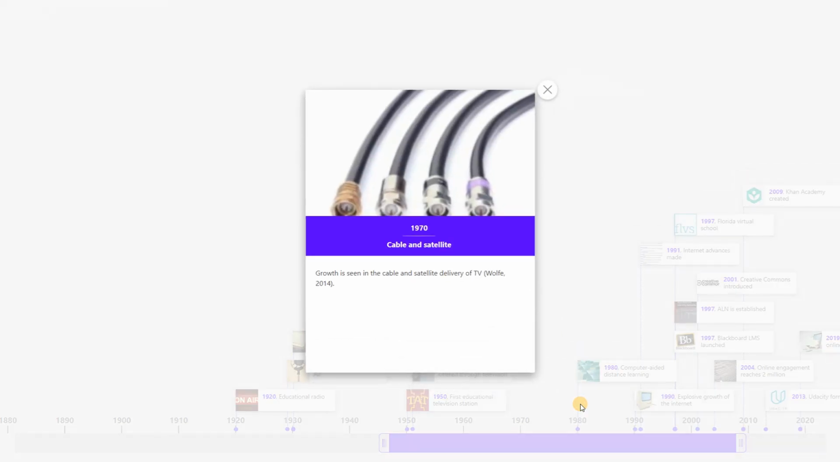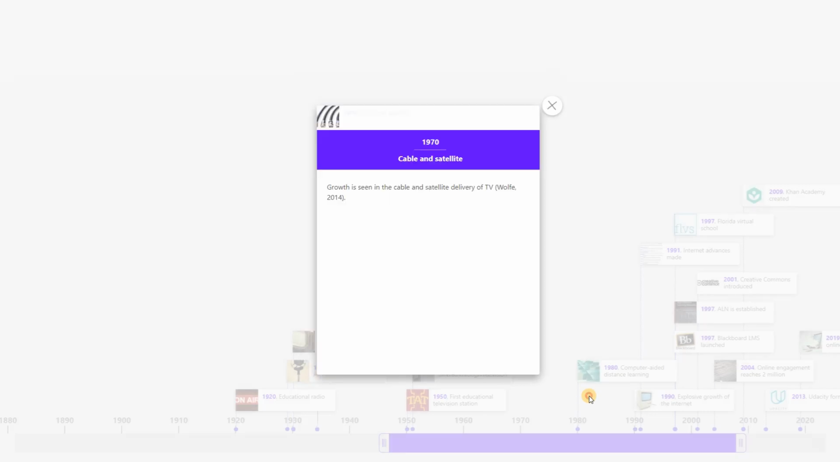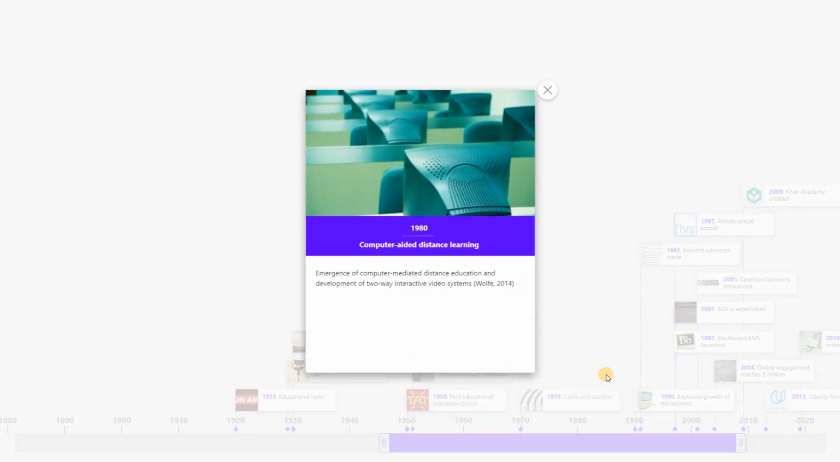The 1970s saw another revolution with the growth of cable and satellite technologies. These innovations allowed for the widespread dissemination of educational programs, making distance learning more accessible, especially in remote areas. In the 1980s, computers entered the educational scene. Computer-assisted learning systems emerged, offering interactive courses and more engaging learning experiences. Interactive two-way video systems allowed for direct communication between students and teachers, a key step toward the e-learning we know today.